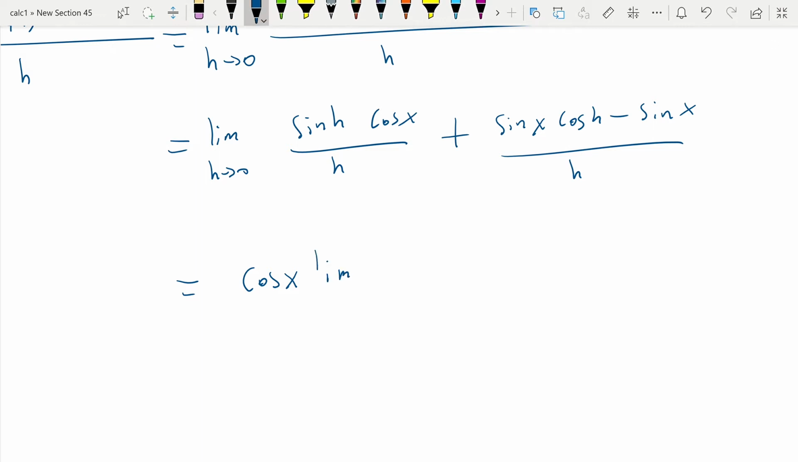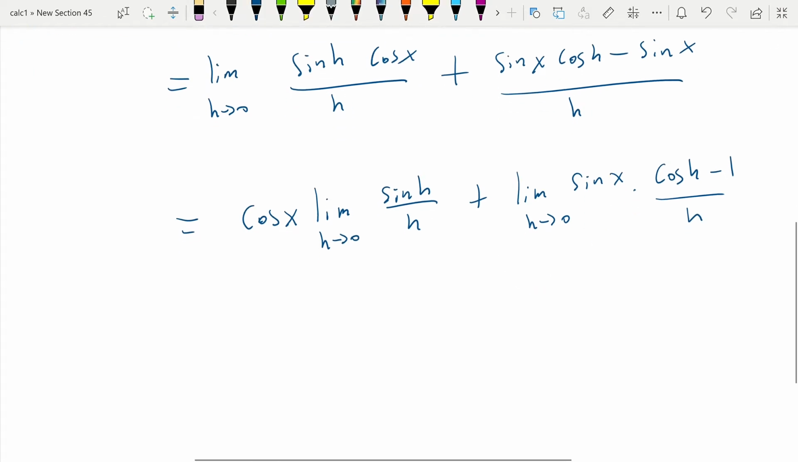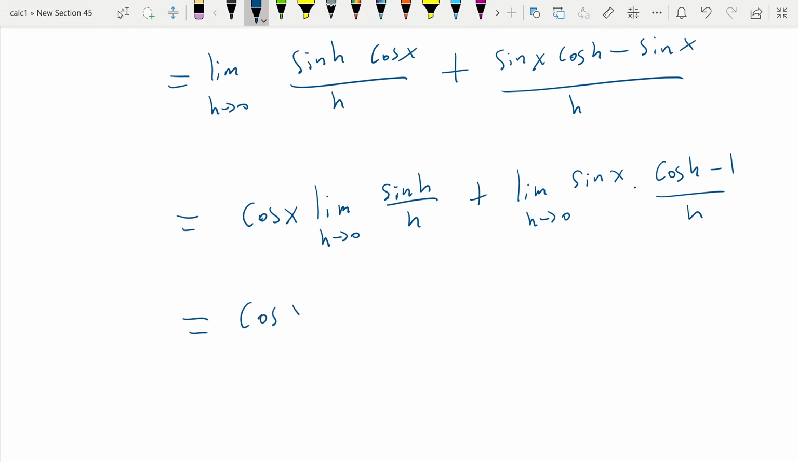the limit when h approaches 0 of sine h over h, and then plus, notice here that sine of x is a common factor, so we have the limit when h approaches 0 of sine x times cosine of h minus 1 over h. Notice here again the sine of x does not depend on h, so we can bring it outside of the limit.